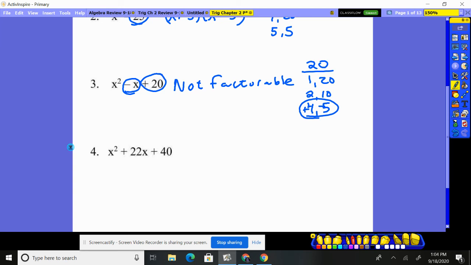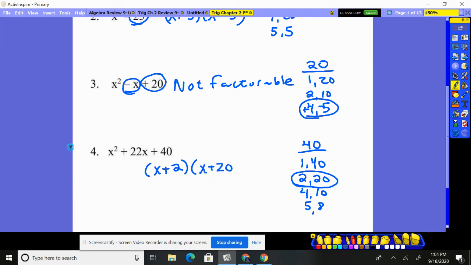Number 4, what are the multiples of 40? I said it again. I'm sorry. These are factors, the factors of 40. 1 and 40. 2 times 20, 3 times nothing, 4 times 10, 5 times 8, 6 times nothing, 7. Nope, doesn't work. So I know that's it. That's all of them. Now, this is a positive. That's a positive. So everybody's positive. Looks like it's going to be my 2 and 20. So an x plus 2 times an x plus 20 is what that would factor down to.